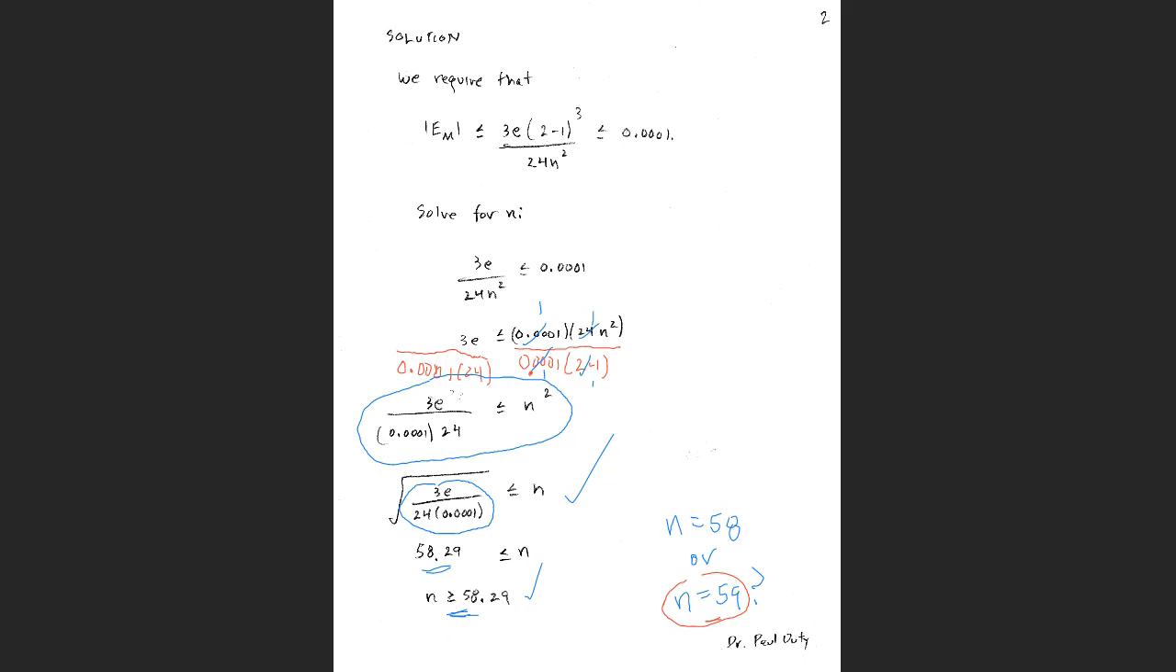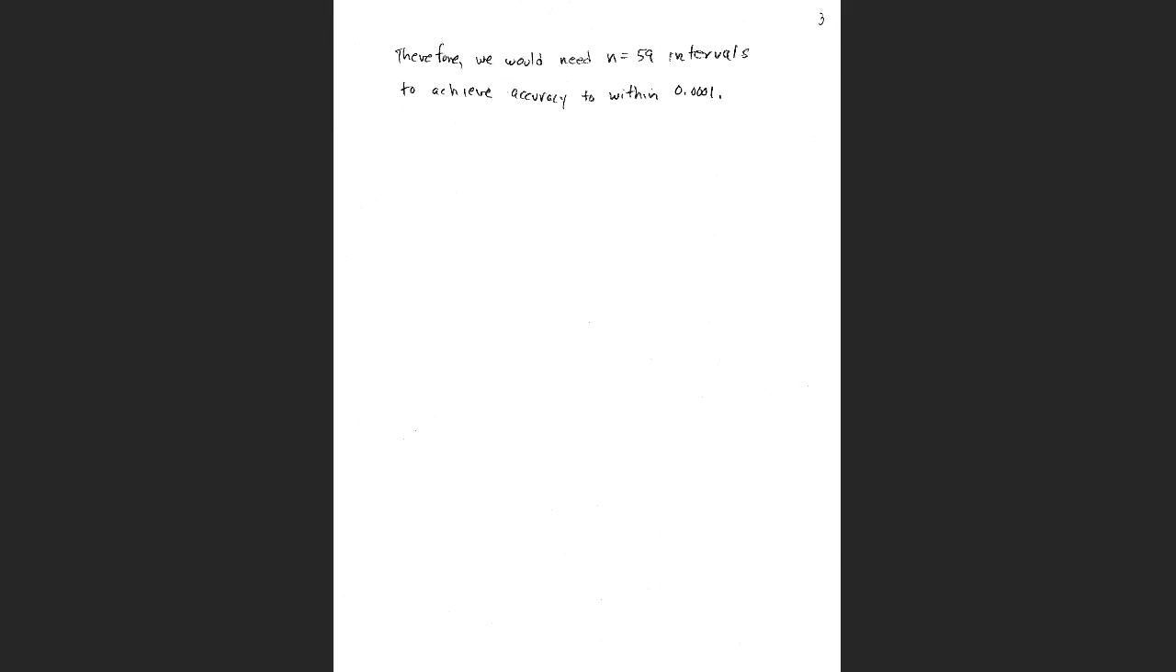Okay, well, then it turns out that we would need 59 intervals to achieve an accuracy of 1/10,000. So essentially, n for this problem, n subintervals. Okay, and I should probably write subinterval, right? Here, subintervals.